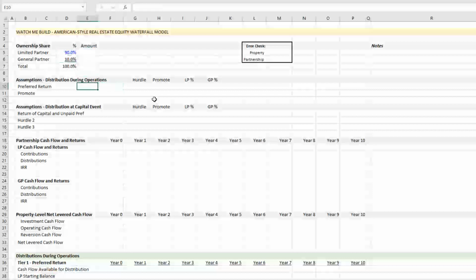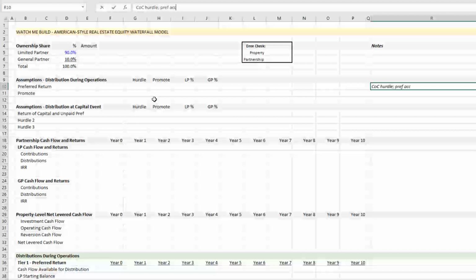Then we get into assumptions for distribution during operations, and we really have four assumptions. The first is what hurdle rate or what preferred return does the partnership agreement call for? And so out here, I'm just going to make a quick note and say this is a cash-on-cash hurdle. When I say cash on cash, it's not a time value of money feature. It is not compounding and does not require a return of capital in order to hit that hurdle.